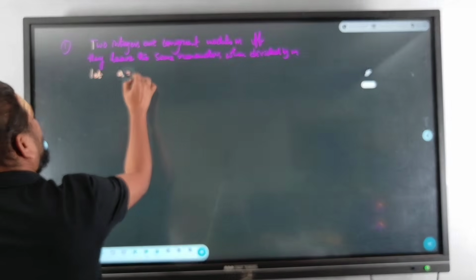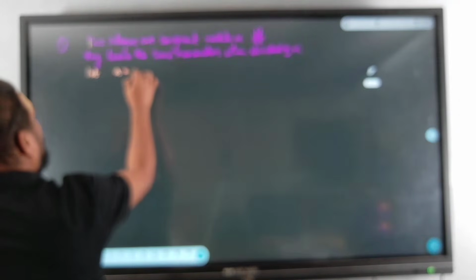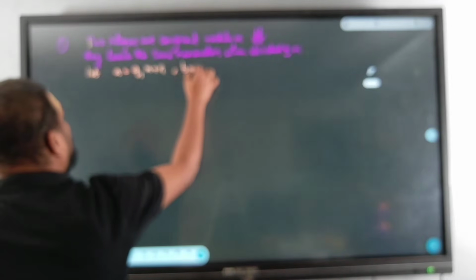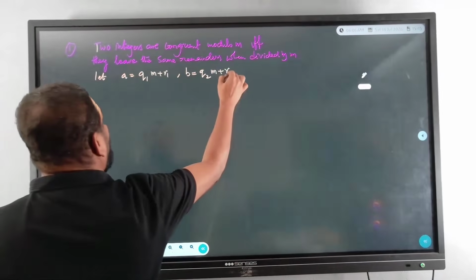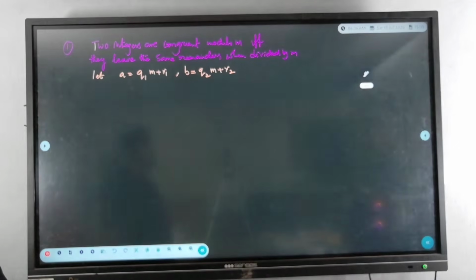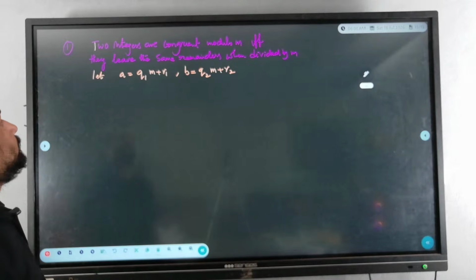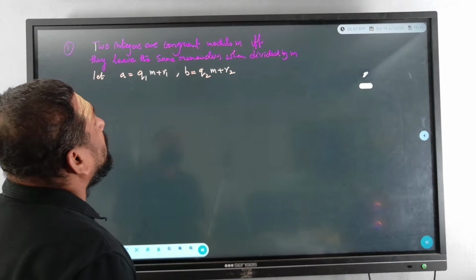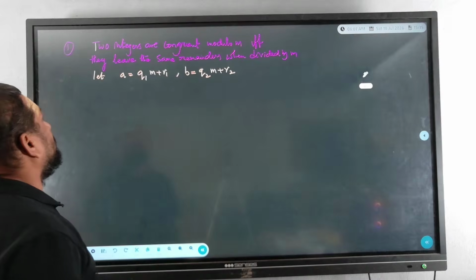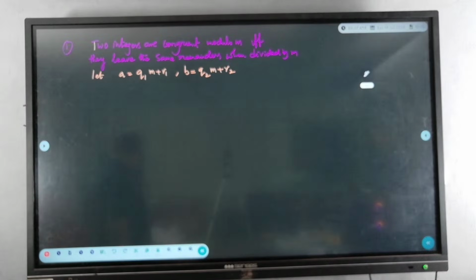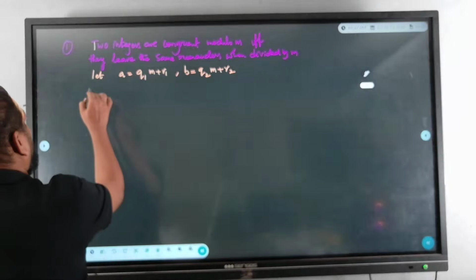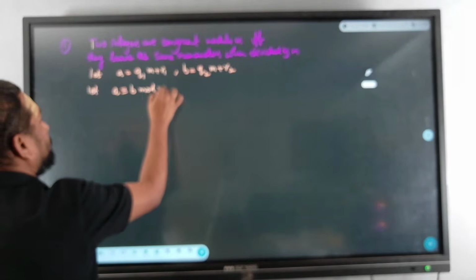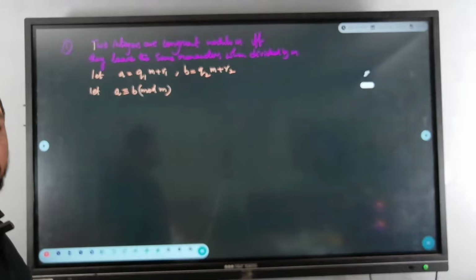So let A be equal to Q1m plus R1, and B equal to Q2m plus R2. Two integers are congruent modulo m. So let A be congruent to B mod m.